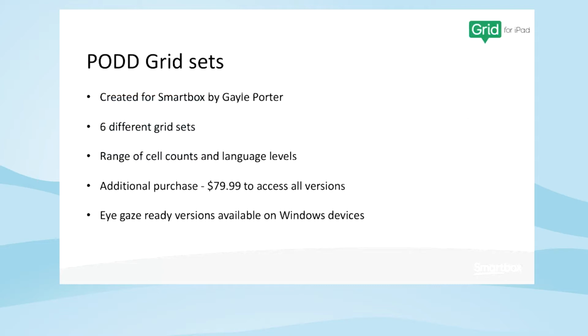PODD is available as an additional purchase within Grid for iPad. So it's $79.99 to access all the different versions of PODD that we have. You just pay that once and then you can download whichever version you like. We also have eye gaze ready versions of the PODD grid sets, and these are available on Windows devices. So if you have a user who accesses their vocabulary using an eye gaze camera, these grid sets would be perfect for them.